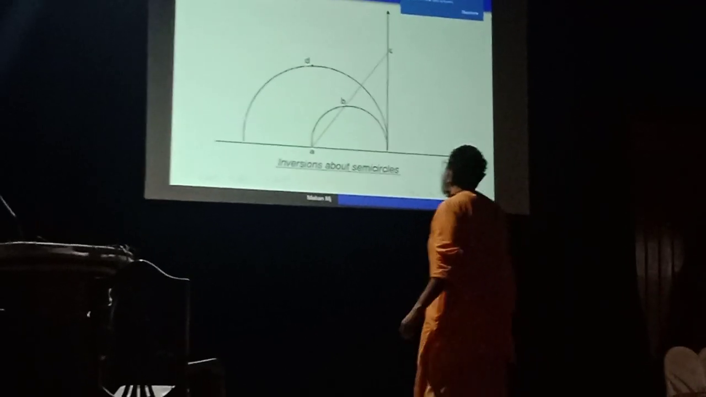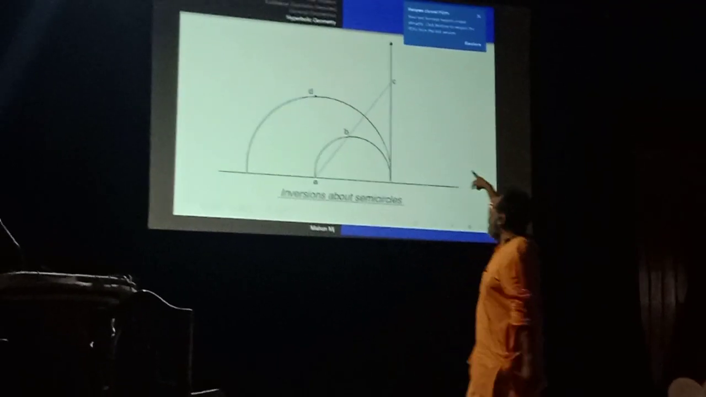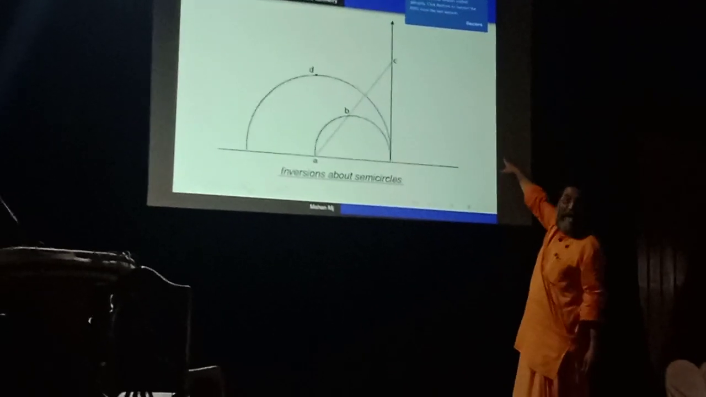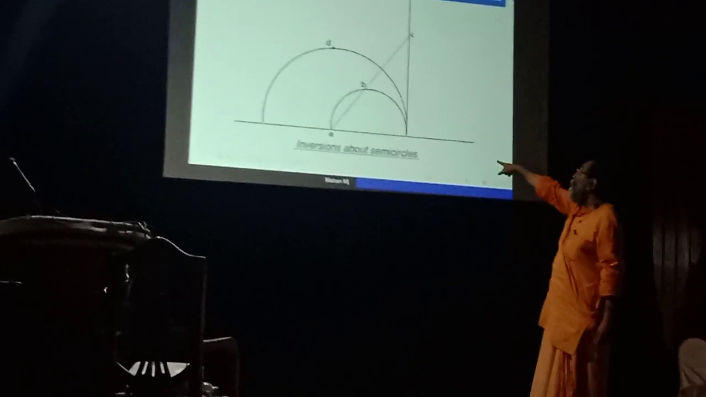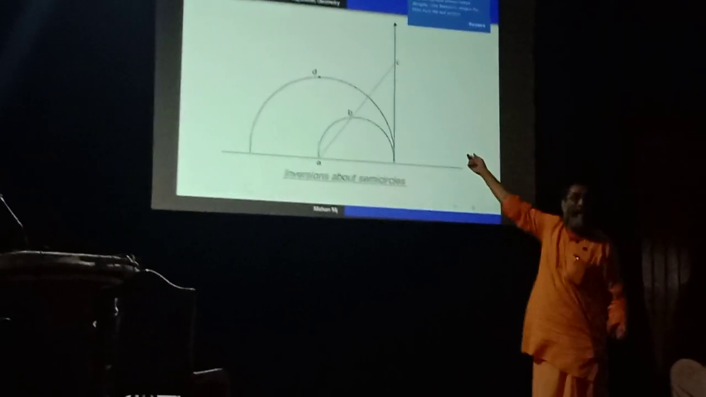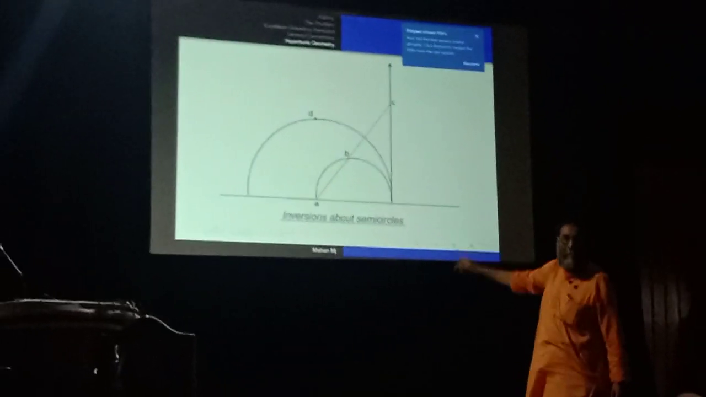And what's the image of the inversion? When you are inverting, the plus infinity of the line through c will have to come to the center of the semicircle, right? Because infinity times 0 is equal to capital R squared. That was the formula, right?